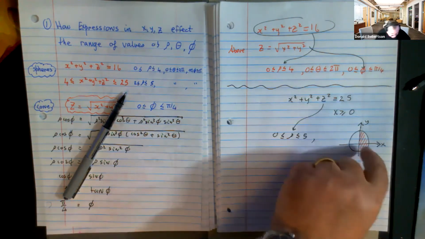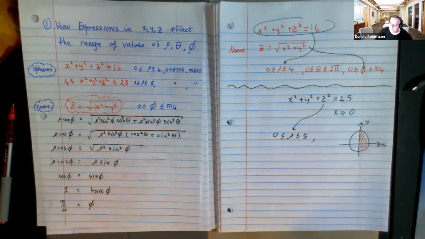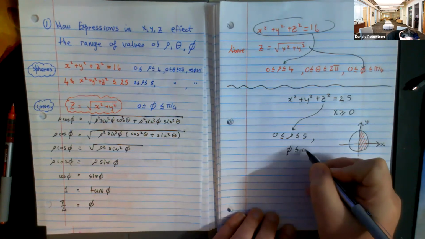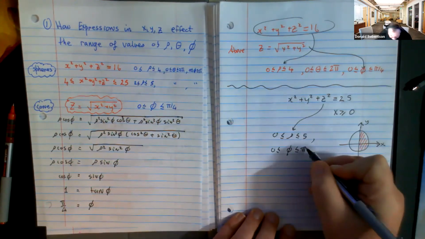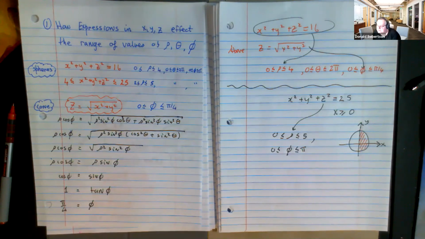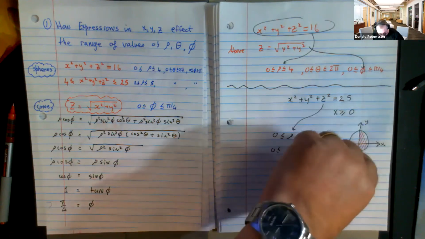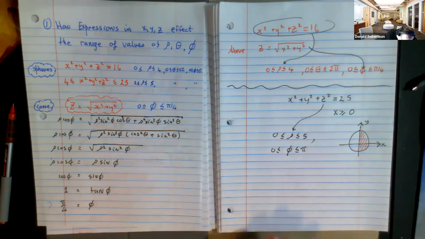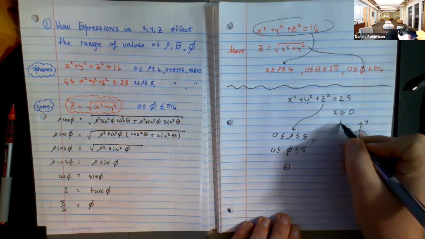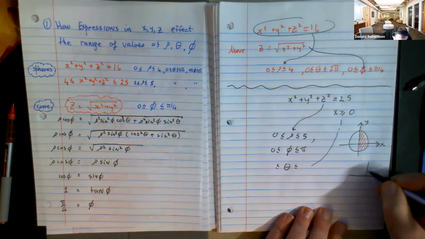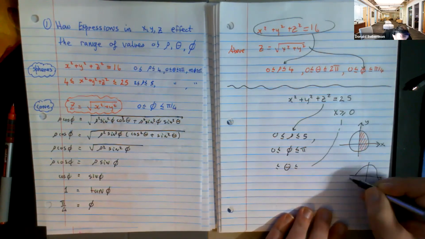Now, how is this fella going to affect the various variables? Well, it's not going to affect phi, right? So phi is going to stay as it always is, but it is going to affect theta, isn't it? What would the restriction on theta be to generate this piece? 0 to pi. Well, is it 0 to pi? Wouldn't 0 to pi get you that guy?